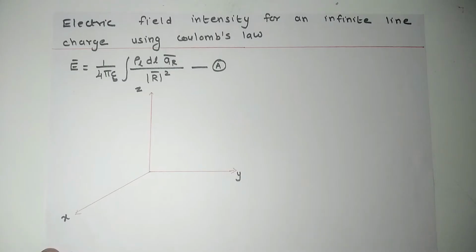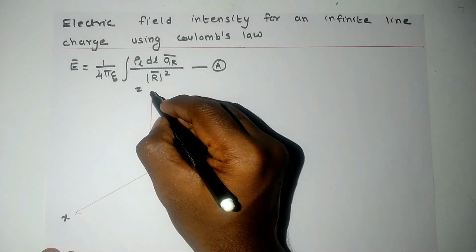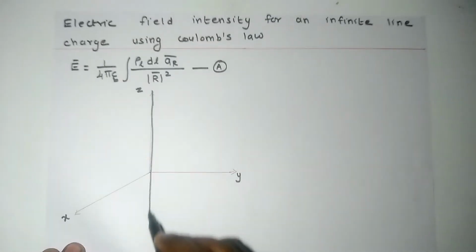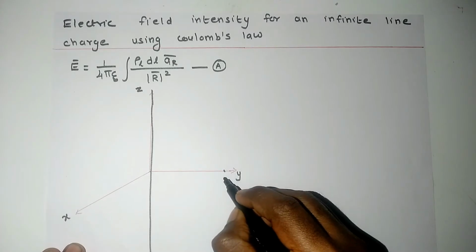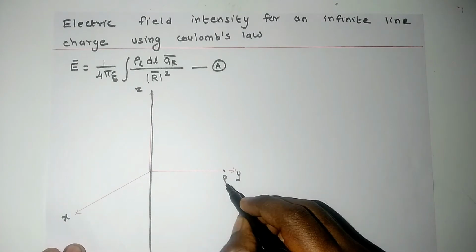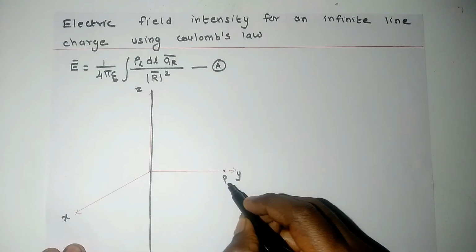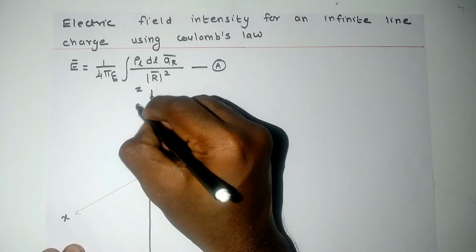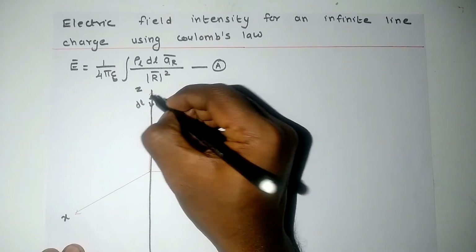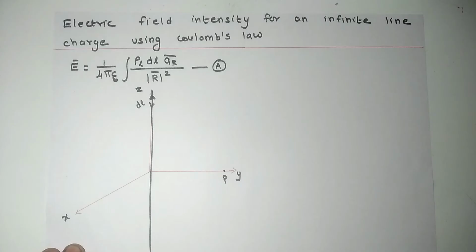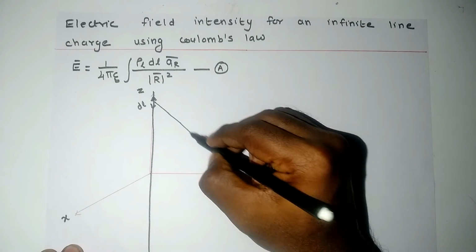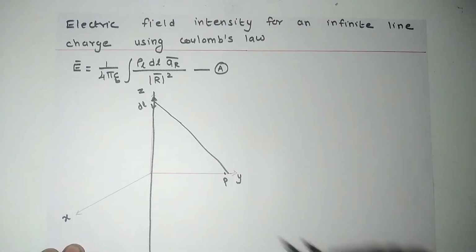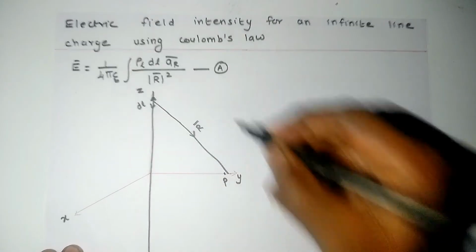Coulomb's law. Now let us consider we have an infinite line charge placed along z-axis in a Cartesian coordinate system. Our objective is to find the electric field intensity at this point. To find out the electric field intensity at this point, we have to consider a small differential length dl on the line charge distribution. Then we have to connect the dl to P. This is the R vector.